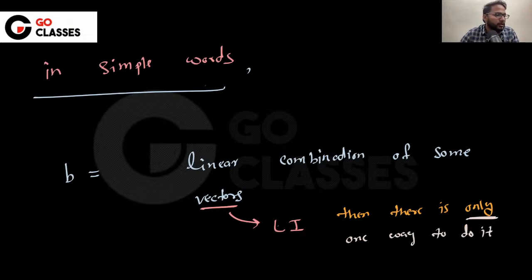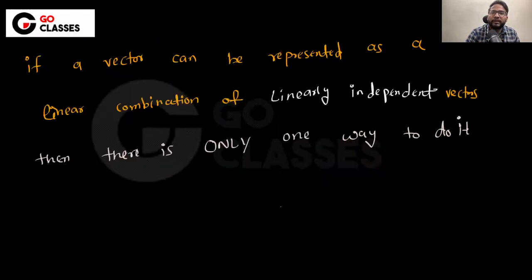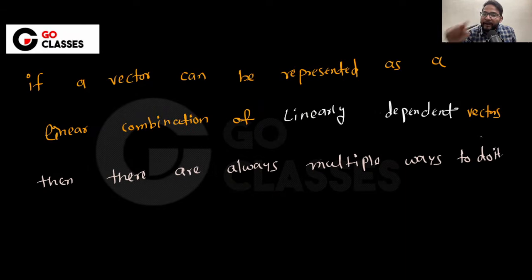Which means what I'm saying, if B is a linear combination of some vectors, in that case, अगर वो vectors linearly independent हैं, तो there is only one way to do it. See, I think I have written it here that if a vector can be represented as a linear combination of linearly independent vectors, then there is only one way to do it. अगर वो linearly independent के combination से बन रहा है, तो एक ही तरीके से बन सकता है. अगर linearly dependent के combination से बन रहा है, तो there are always multiple ways to do it.